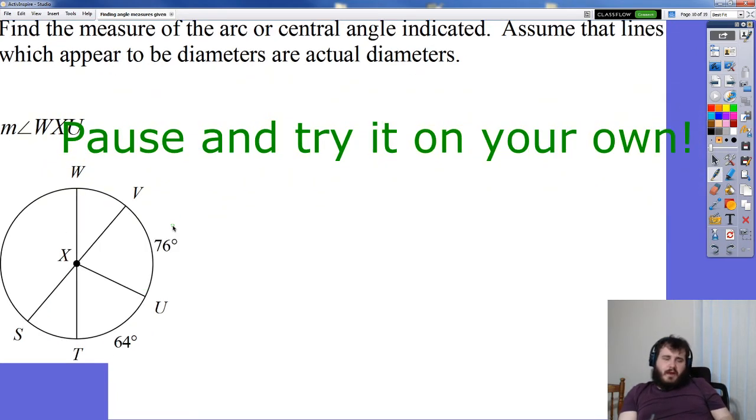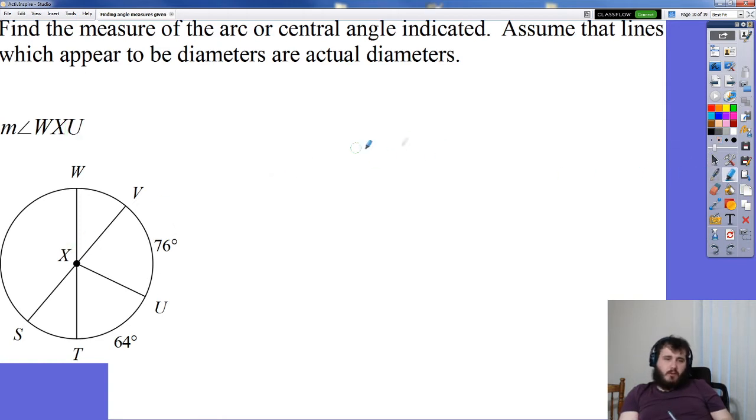Let's do another one. Again, take your time with it. Think about it. See if you can figure it out yourself first. Okay, so let's look at what we're looking for. We're looking for WXU. And the thing of it is, we need arc WV.